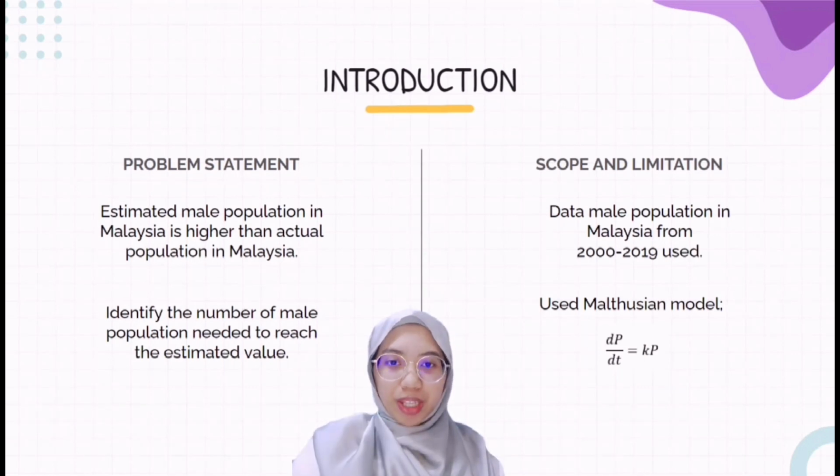For scope and limitation, we limit our solution by using male population data in Malaysia from 2000 until 2019, indicating 19 years. We also use the Malthus model to find the solution, as depicted in the slide: dP/dt equals kP. The P indicates the population, dt indicates the time which is the year, and the last one is k, indicating the constant.